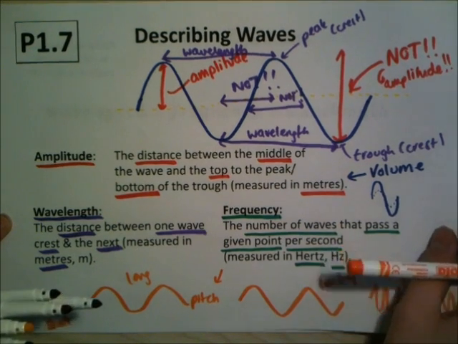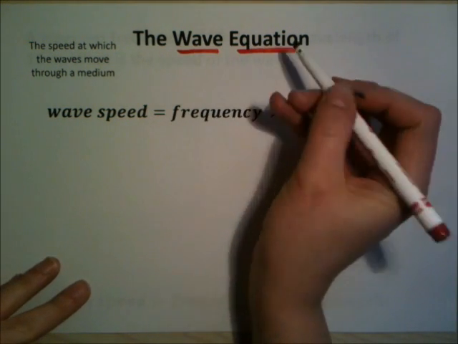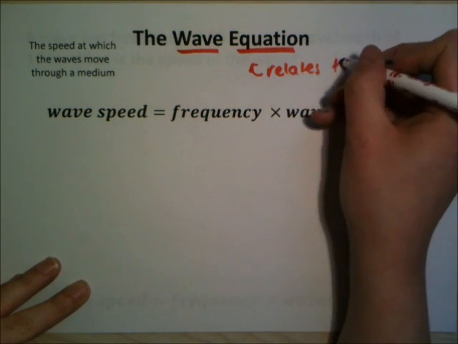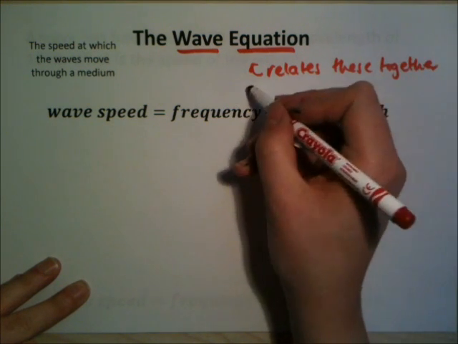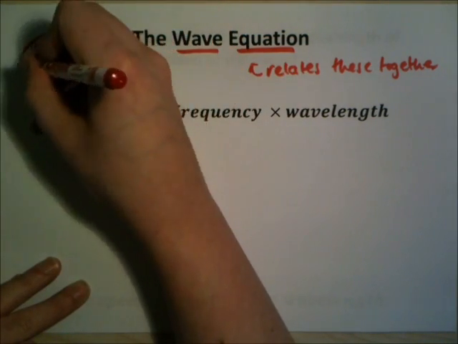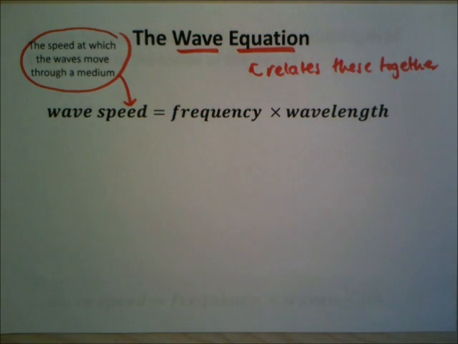Now they're related by something called the wave equation. And this might be the first equation that you came across in your physics GCSE. So the wave equation just relates these three things together. Okay, it relates frequency and wavelength that we just talked about, and wave speed. And wave speed is simply this, the speed at which the wave moves through the medium. So if you've got a slinky, it's how quickly that wave moves along the slinky. If you've got water waves, it's how quickly those waves are travelling through the sea.